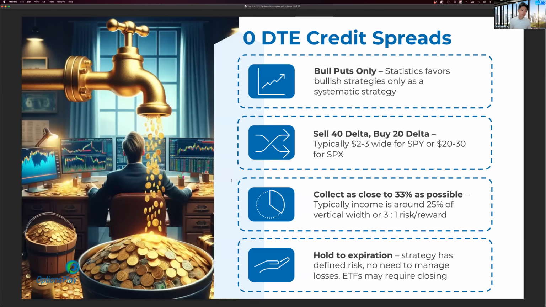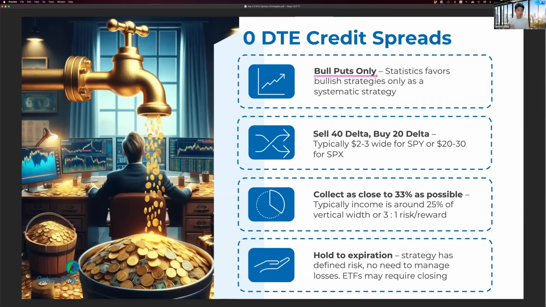Now, obviously with credit spreads, you can sell a bullish credit spread or you can sell a bearish credit spread. And our backtesting clearly shows that it only favors selling bull put spreads as a credit spread on 0 days to expiration. Selling 0 days to expiration call spreads in the long run, as a systematic strategy, is actually a negative return strategy, which is why, generally speaking, iron condors are not typically used for 0 days to expiration, because the call side always underperforms.